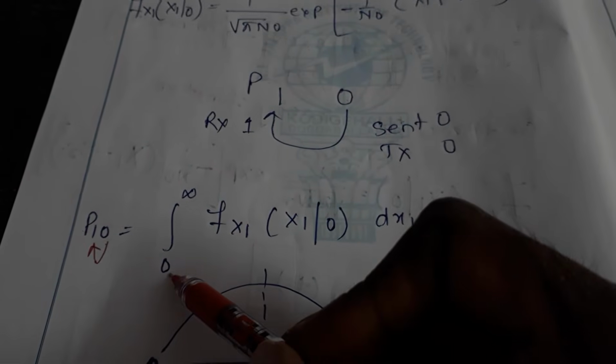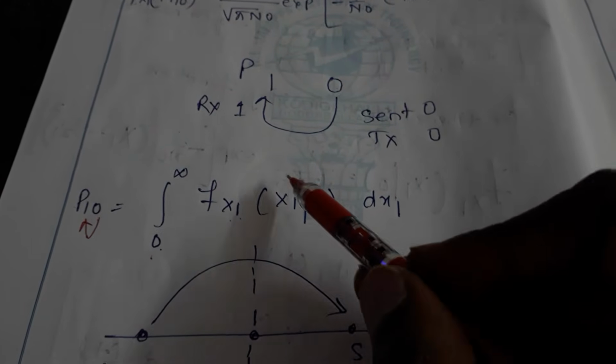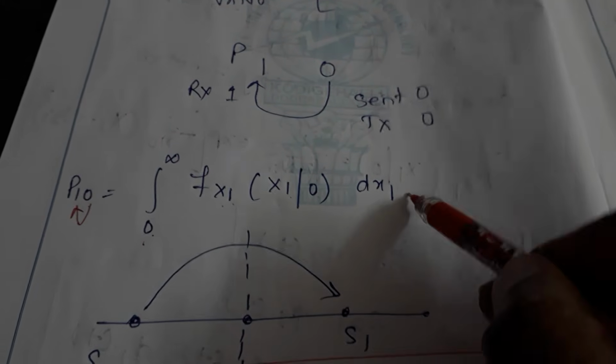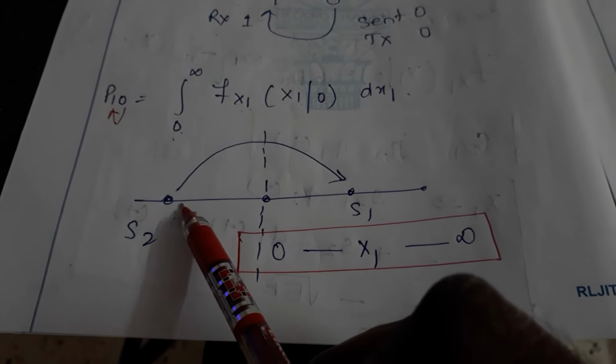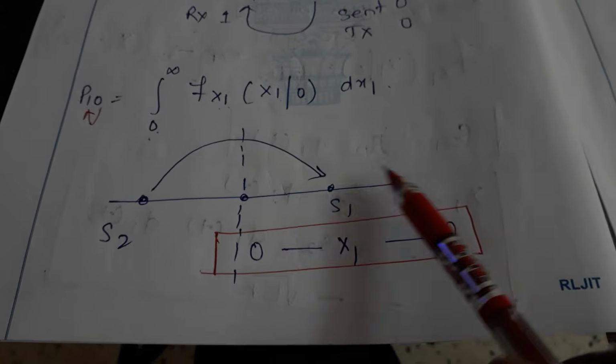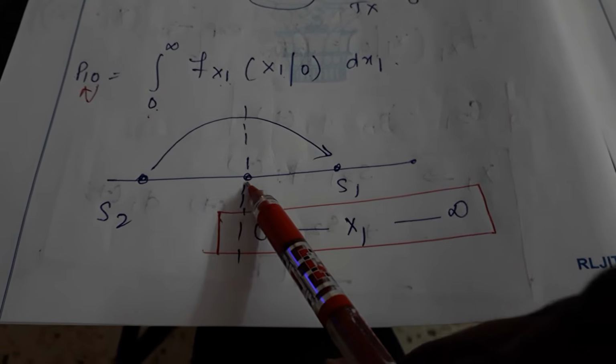So when I say this, I have to consider the integral from 0 to infinity of f of x1, the observation point x1 given 0, dx1. Please observe here, I am sending 0 and the 0 becomes 1. Which region are you in? You are in the region Z1. The region Z1 lies from where to where? 0 to infinity. So as a result, I have the limits 0 to infinity.